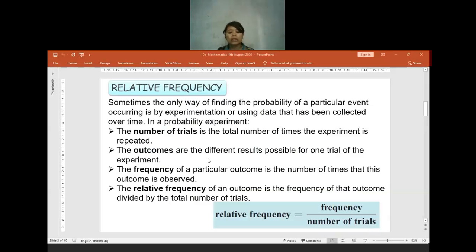Now for the relative frequency, usually it is related to making a lot of experiments. Maybe I roll the dice, or spin a coin, or anything like that many times. So maybe I throw the dice 30 times, and then I need to find the relative frequency of getting number 1. The first thing I need to find is the probability of getting number 1 on a dice. Does anyone know what the probability of getting number 1 on the dice is? Yes, it will be 1 per 6.